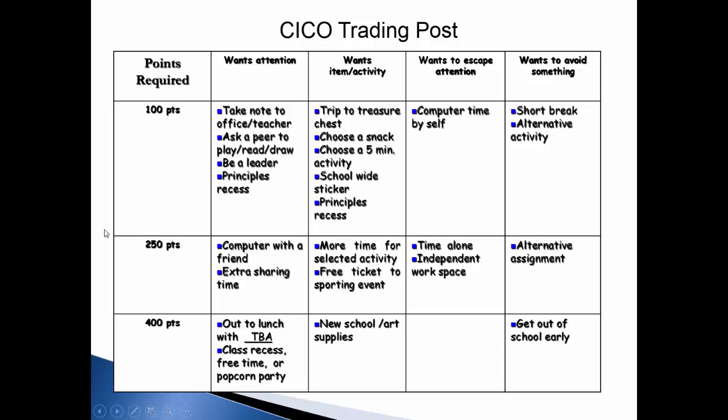So here's just an example. You can see 100 points for different things, and one of the things they did real nicely here is they tried to identify different incentives based on different interests and focus. If students seek attention, if they want items, or they want to avoid something.